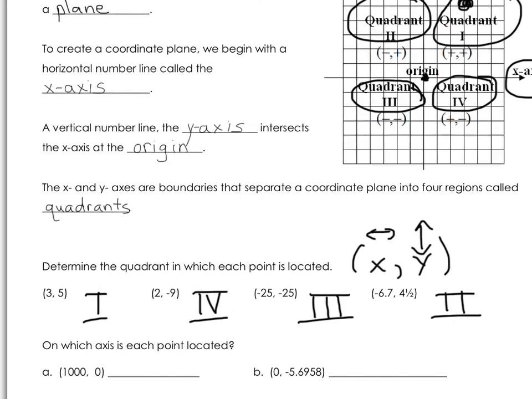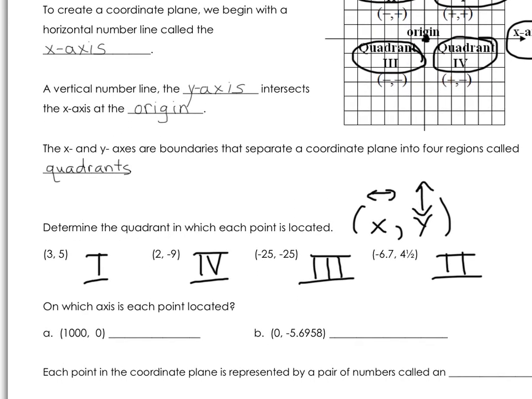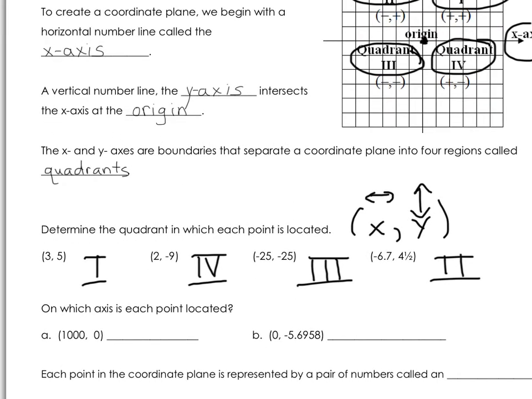But not all points are located exactly in a quadrant. Some points are located on an axis. So if you think about the point 1000, 0, you would start at the origin and you would go right 1000 units, and then you would go neither up nor down. You would stay right where you are. So you would fall, not in a quadrant, you would fall on the x-axis. That point is on the x-axis.